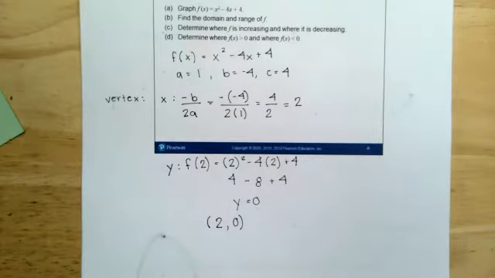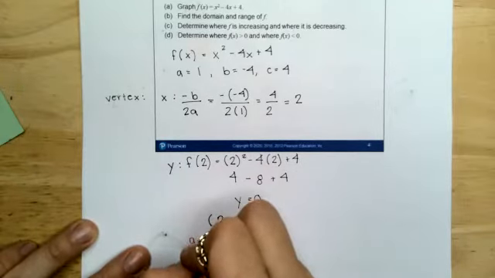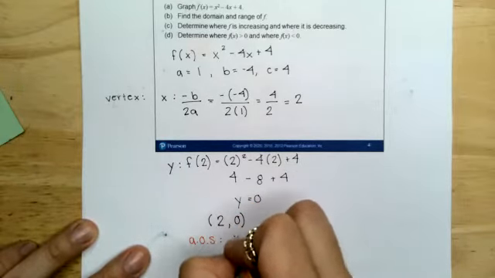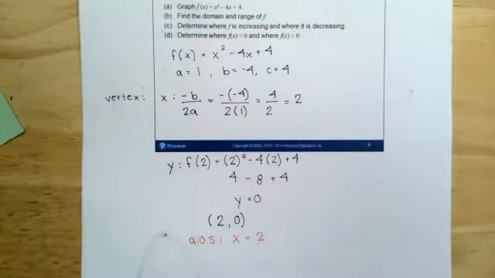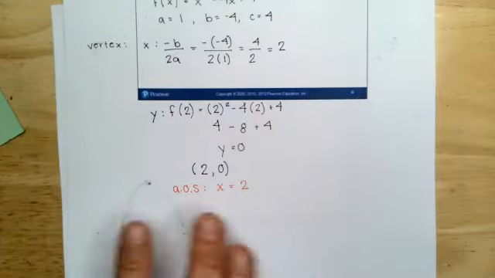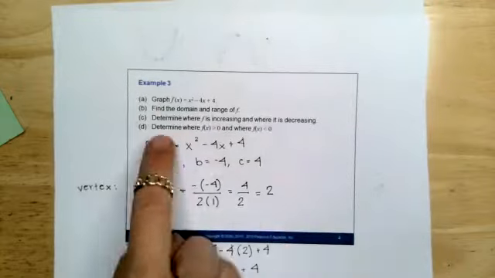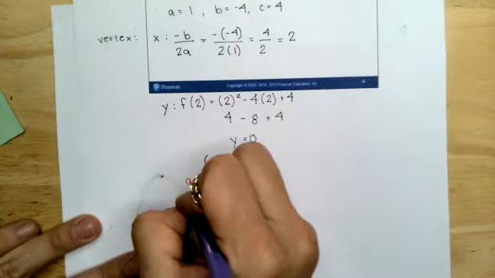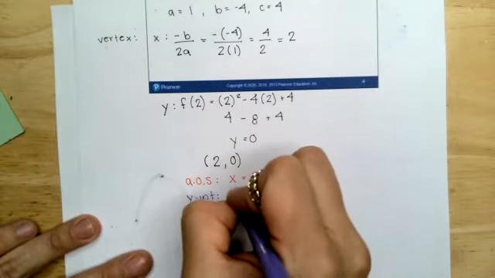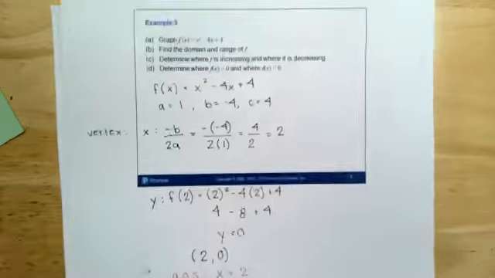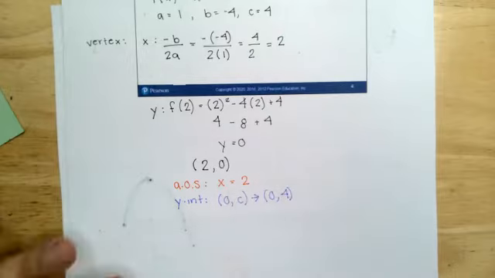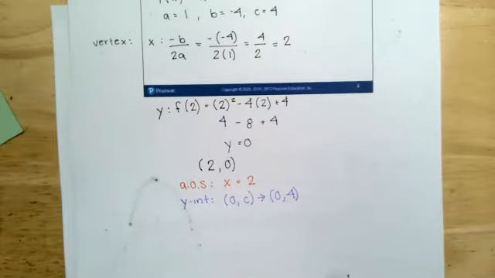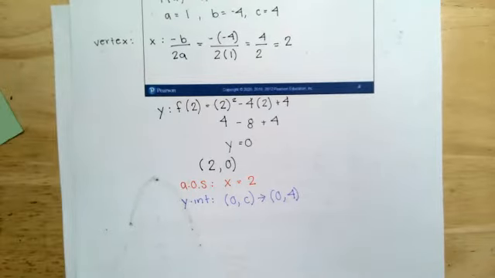If you know your vertex, you know your axis of symmetry. It's just the x value of your vertex as a straight up and down line. So it's a line at x equals 2. And then if you look at your original function, you know your y-intercept. Your y-intercept is the point 0, c. In our case, the c is a 4. 0, +4. Okay, that is enough information to graph this parabola. It's a positive.